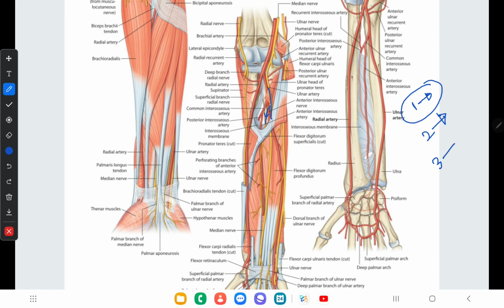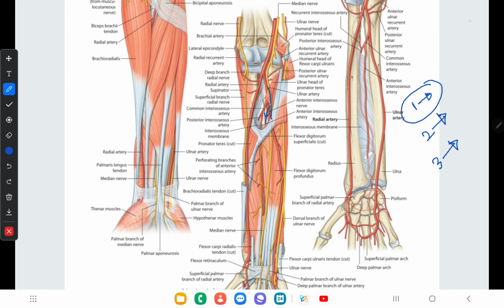The third layer is the deeper layer, which contains flexor digitorum profundus, flexor pollicis longus and pronator quadratus. In flexor digitorum profundus, the medial half is supplied by the ulnar nerve, as you know. The lateral half is supplied by the anterior interosseous nerve, and flexor pollicis longus and pronator quadratus are also supplied by the anterior interosseous nerve.